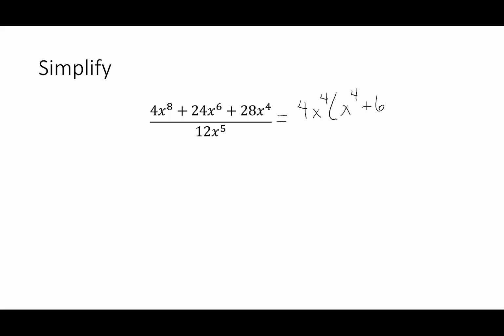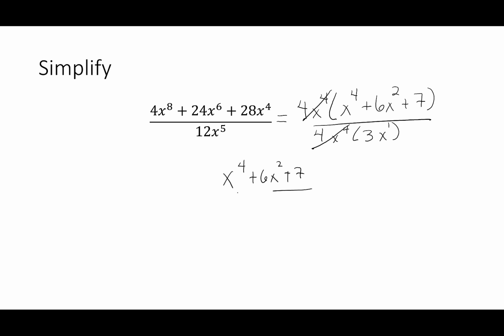24 divided by 4 gives me 6. And then my new exponent, 6 minus 4, is 2. The 28 divided by 4 is 7. And the x to the 4th is just on the outside. In the denominator, I really want to repeat that process of factoring out 4x to the 4th. So 4 goes into 12 3 times. And then if I subtract 5 minus 4, I just get this power 1. Now I can cancel out 4x to the 4th and 4x to the 4th. My answer is x to the 4th plus 6x squared plus 7 over 3x.